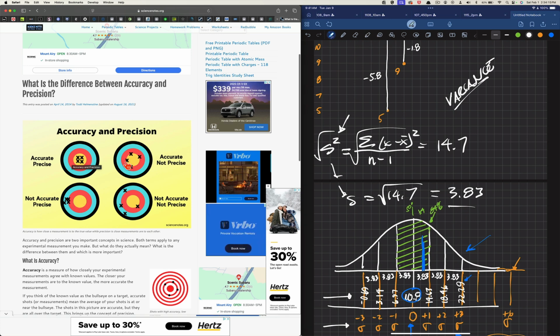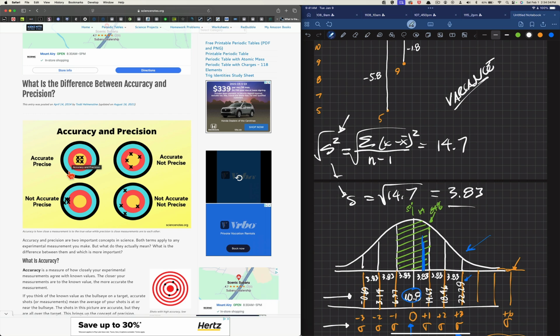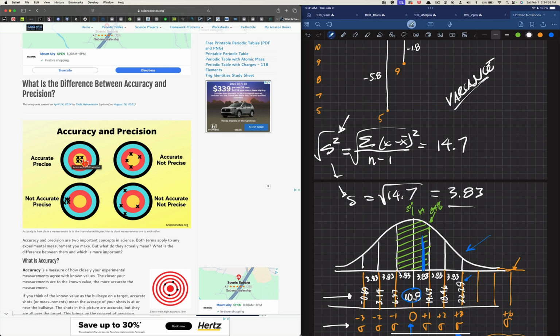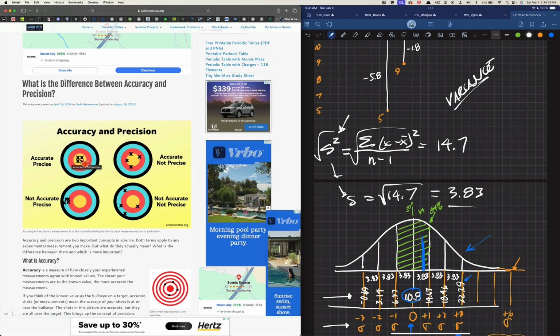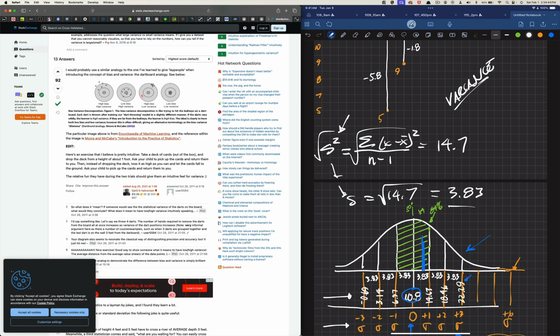Grouped all different ways, separated from each other. That's not very precise, but you're close to the desired goal, so that's accurate. Not accurate, not precise. You're all over the place, and you're not really close to the desired goal. Again, precision is you're consistently hitting the same spot. You're just hitting the wrong spot. Accurate and precise, you're consistently hitting the correct spot, very close to it. And so I think this person's making the same argument.